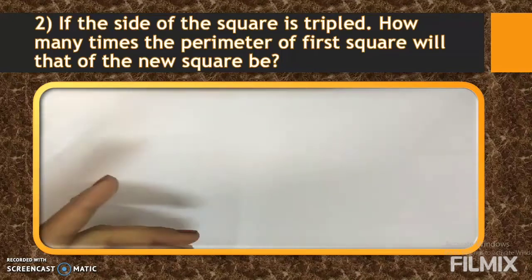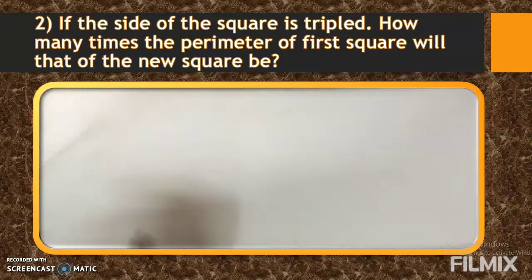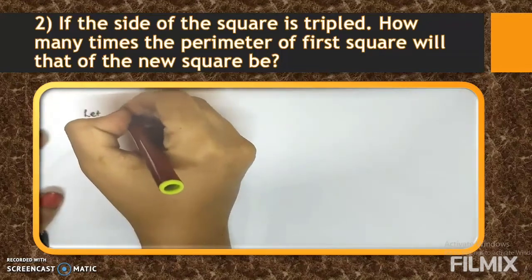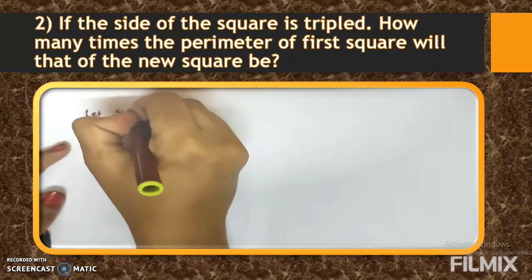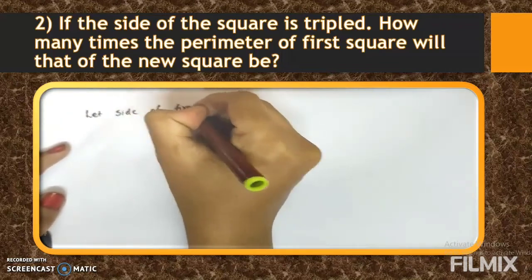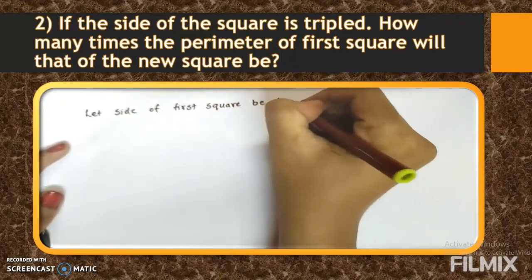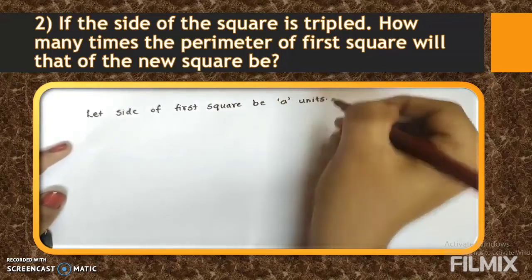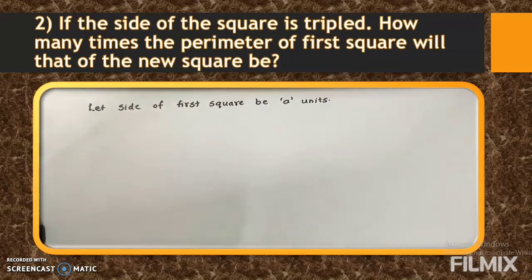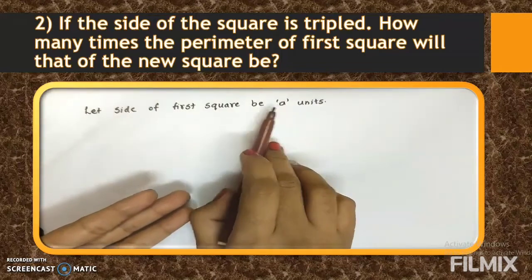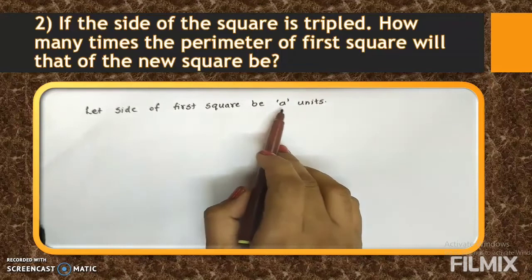Here we have 2 squares, first square and new square. So we will write: let side of first square be A units. Clear? Now we considered the first square as A units. Now we have to make the new square in such a way that its side is tripled. Tripled means 3 times. So first one is A, so new square side will be 3 times A, that is 3A.